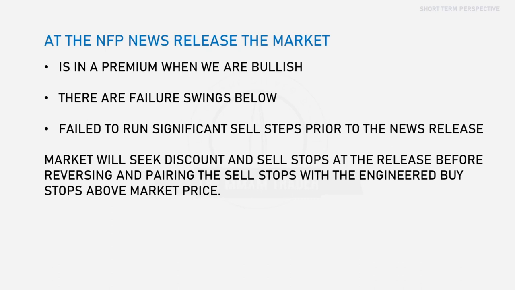So at NFP release, the market is in a premium when we are bullish. So what is more likely that it will do? If it's in premium, it's more likely to drop back into discount with the news release, right? But there has to be failure swings below us, which is the case in the previous chart. And then it failed to run those significant sell stops prior to that news release. So the market will seek discount and sell stops at the release before reversing, and then pairing those sell stops up with those engineered buy stops above the marketplace.